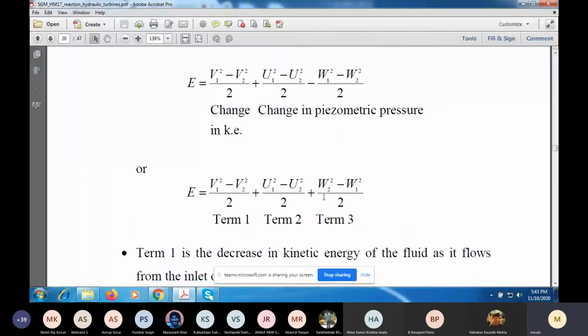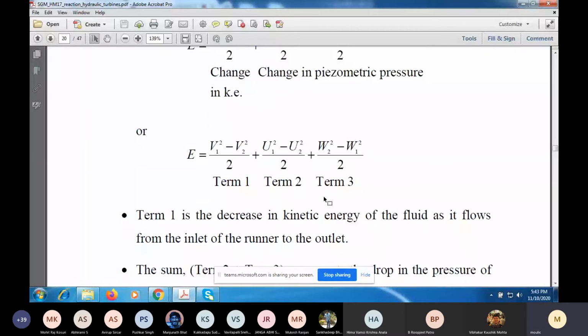So the first term is a decrease in the kinetic energy, absolute kinetic energy.